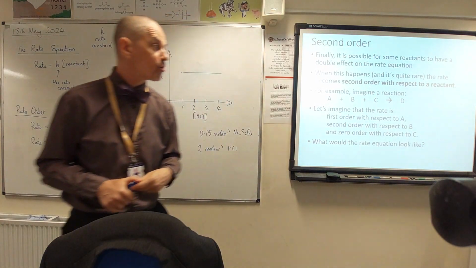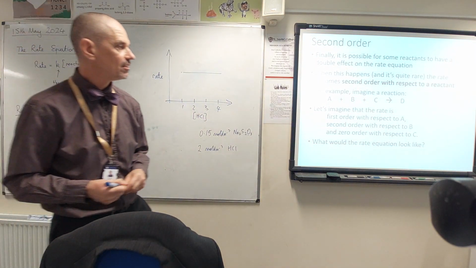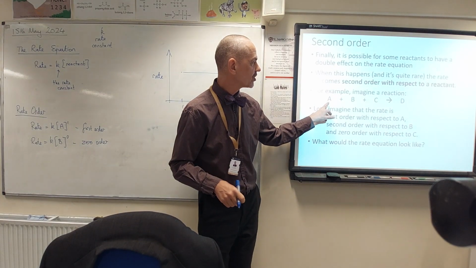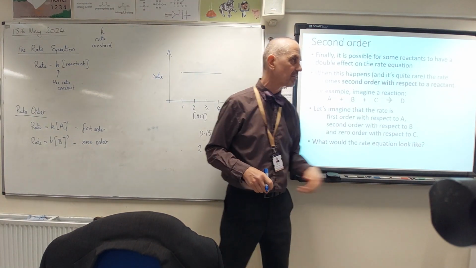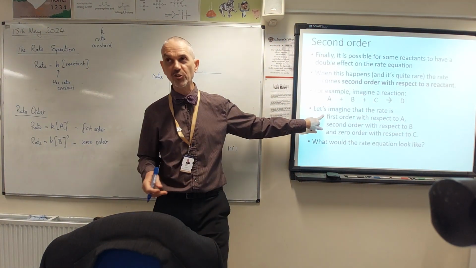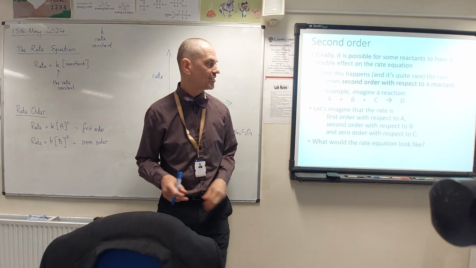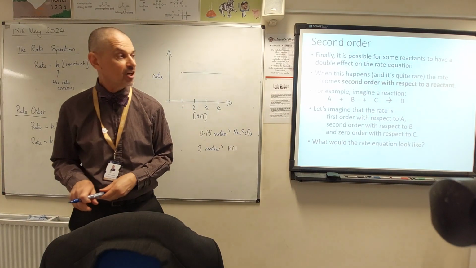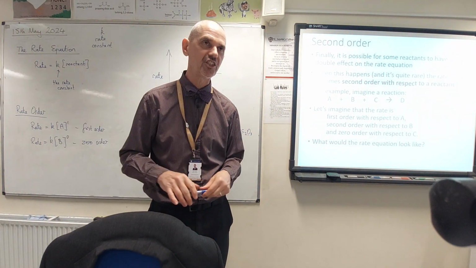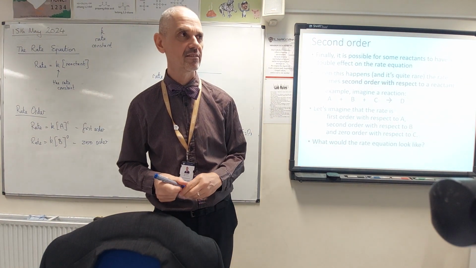So let's deal with the rate equation here first. Let's imagine that we've got a reaction where A, B and C react together to make D, and the reaction is first order with respect to A, second order with respect to B, and 0 order with respect to C. Could you write me a rate equation for that reaction, please?